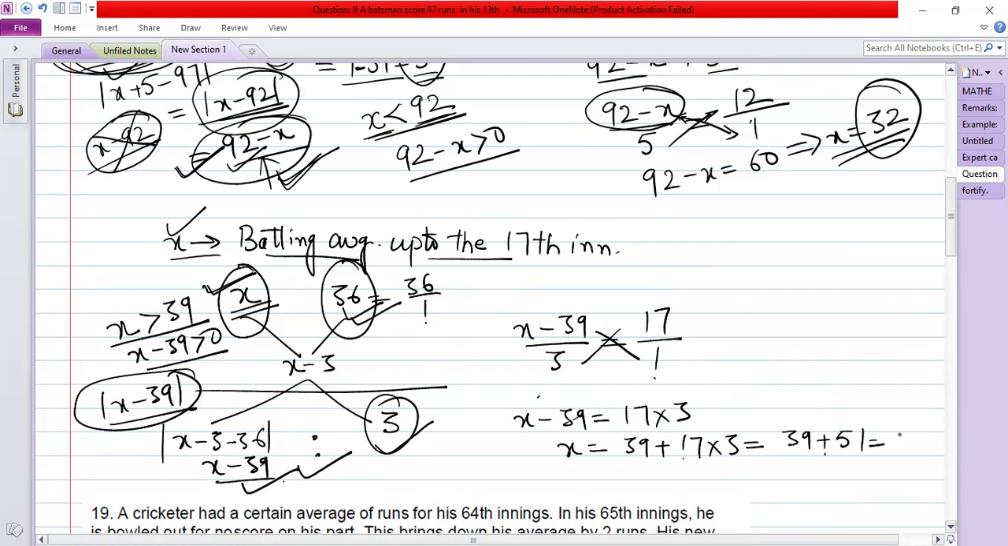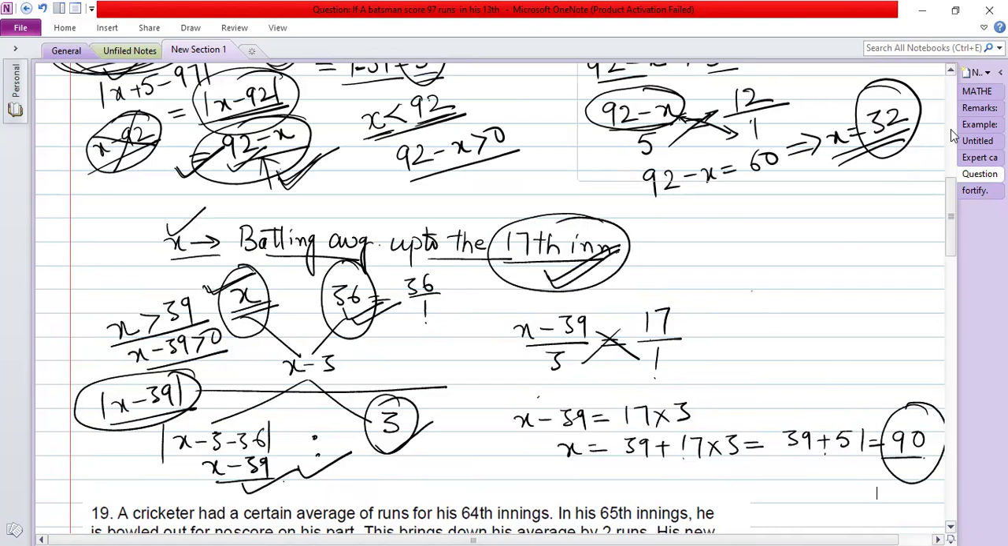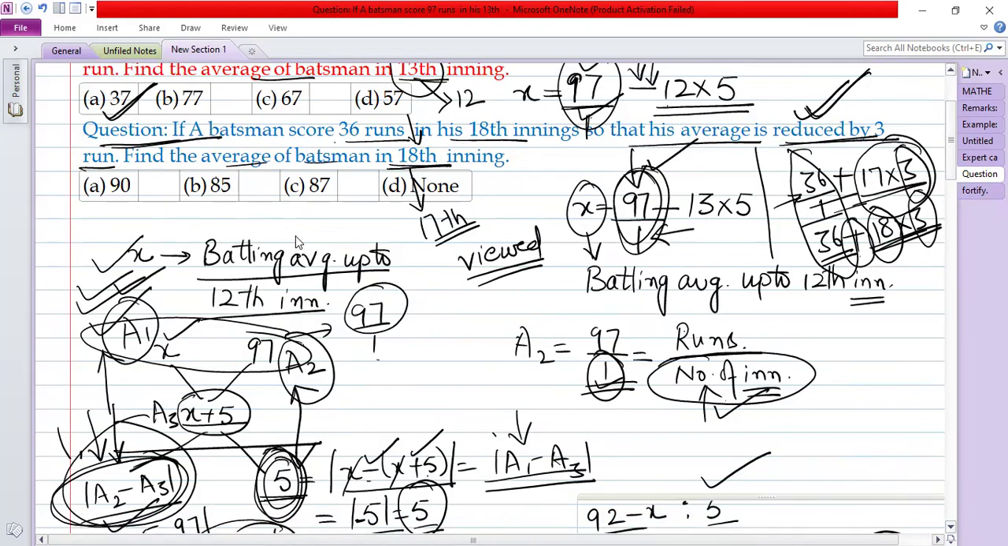So if you calculate, this is 39 plus 51. So it will give us 90, meaning this is the batting average up to the 17th inning. But what we need is up to the 18th inning. Up to the 18th inning, the average has reduced by 3 runs. So that's why 90 minus 3, that will be 87. So the answer would be 87.